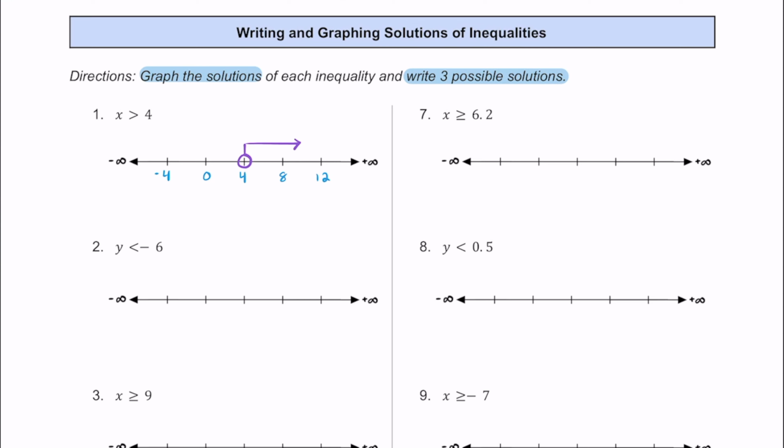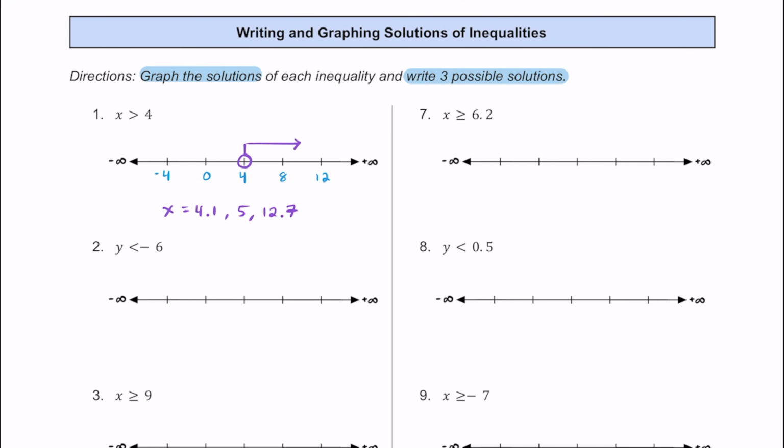Now, here's our graph. We also need to write 3 possible solutions. So let's say that x could equal something like 4.1. X could also equal something like 5, and x could also equal something like 12.7, right? As long as you list 3 numbers that are greater than 4, you are good to go.